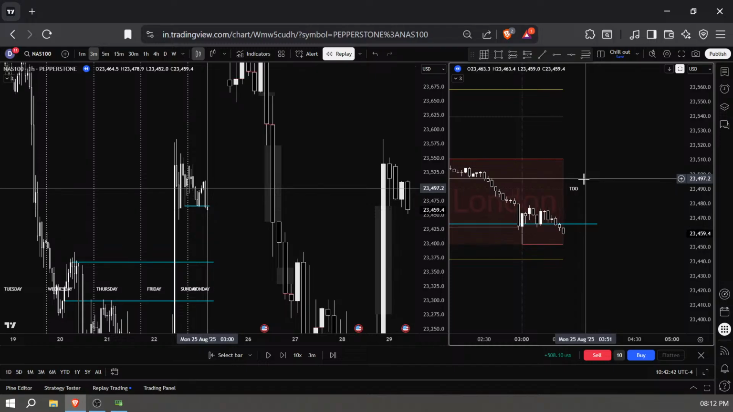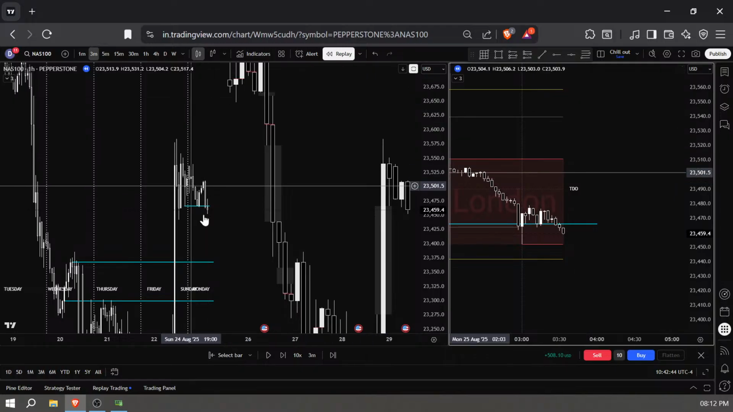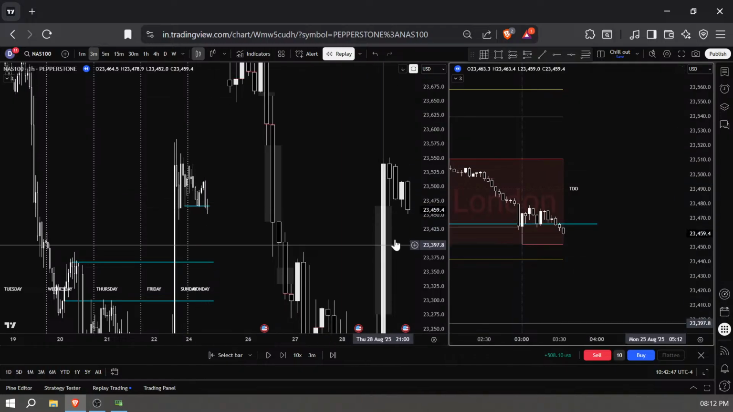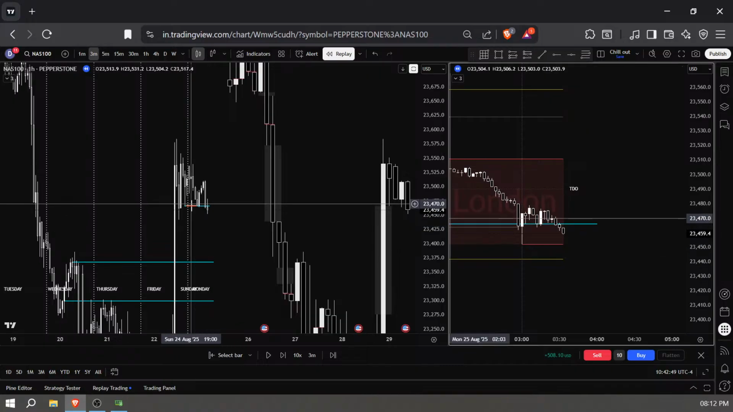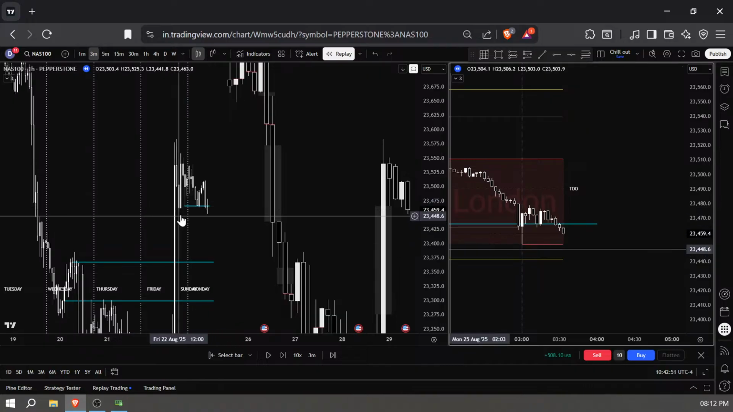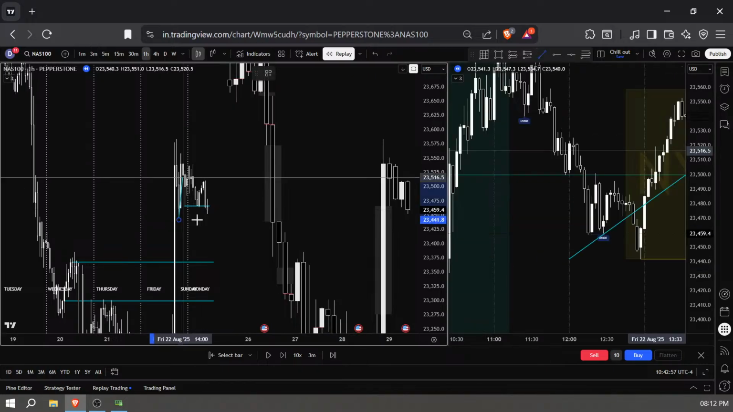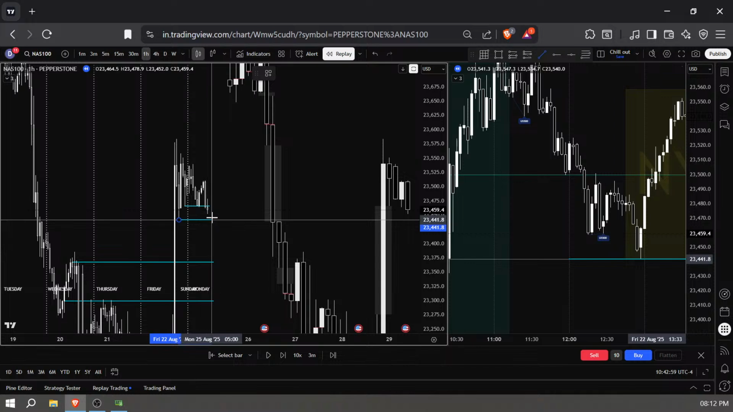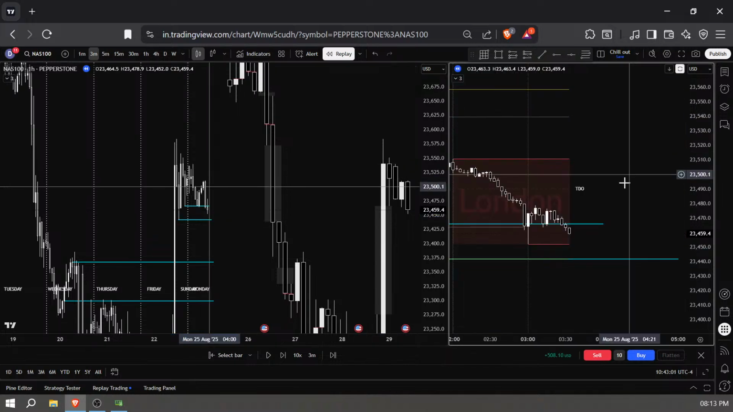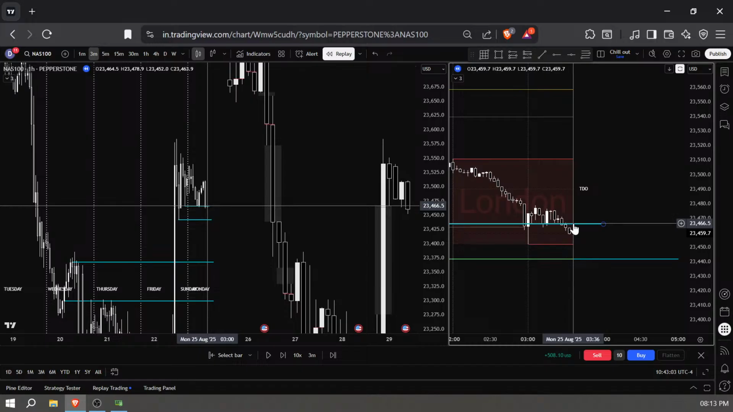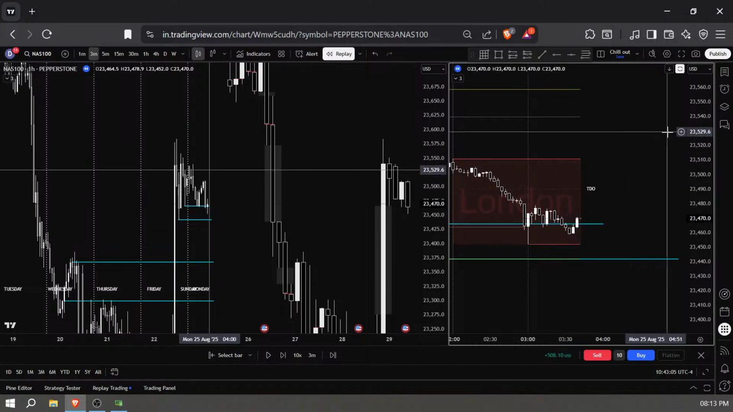I'm not interested in shorts because we have this 4 hour FVG, and inside that we have this liquidity, and we are trading in this 1 hour. So let me just quickly mark this as well, because this is also a liquidity, right? So I will also mark that one. Now let's see what happens. I'm completely looking to go long.